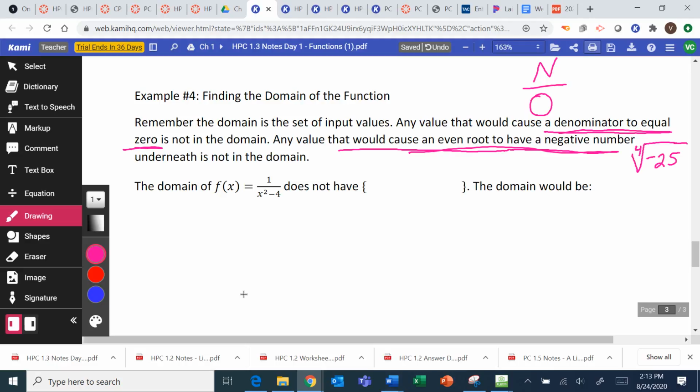So for this particular example, f of x equals 1 over x squared minus 4. That's a fraction. So I know that 1 over x squared minus 4 cannot be 1 over 0. It cannot be a number over 0. That is telling me that 0 cannot equal x squared minus 4. I cannot have x squared minus 4 equal to 0. So what x's would make x squared minus 4 equal 0?